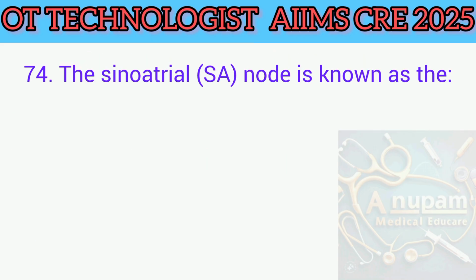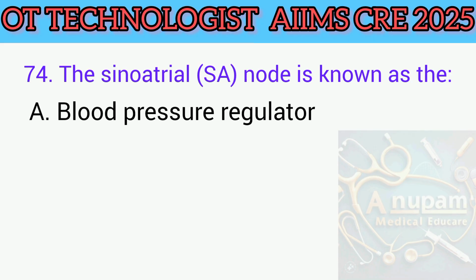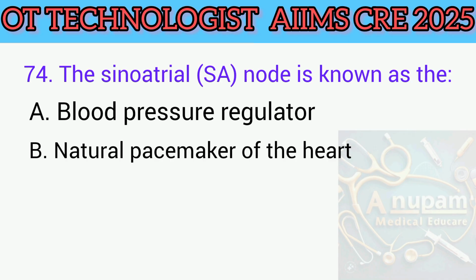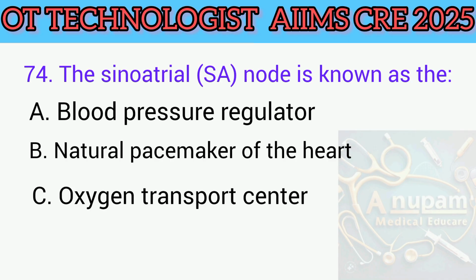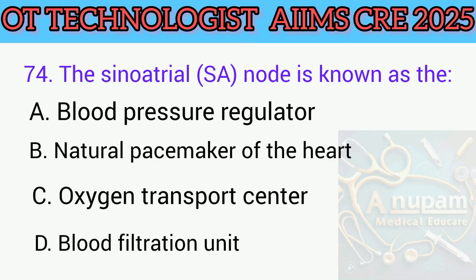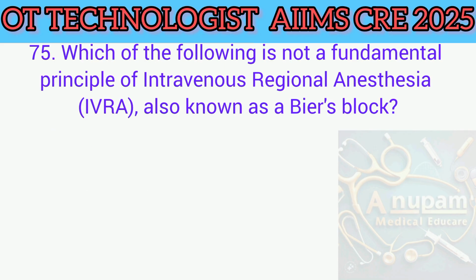Number 74. The sinoatrial SA node is known as the. Option A. Blood pressure regulator. B. Natural pacemaker of the heart. C. Oxygen transport center. D. Blood filtration unit. Right option, B.